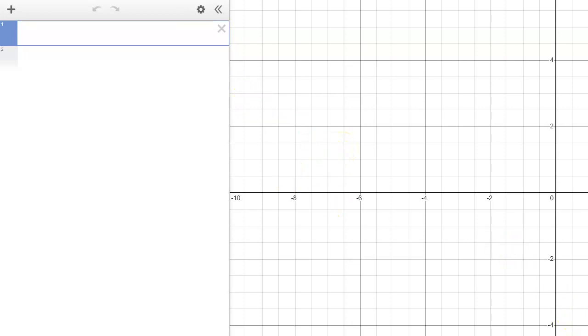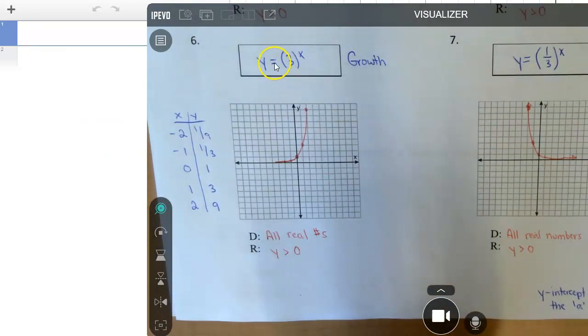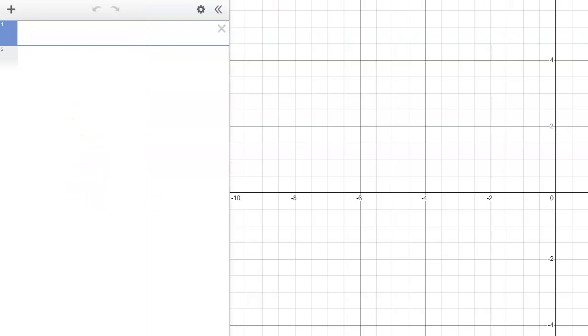And so when we are doing Desmos, you're going to click here. You can put y equals, but you don't actually have to. But what we're going to do is we're going to do the same two graphs that we did before. So back on this paper, I'm going to type in y equals 3 to the x power, and then I'm also going to do y equals 1/3 to the x power. So let me go back to Desmos here.